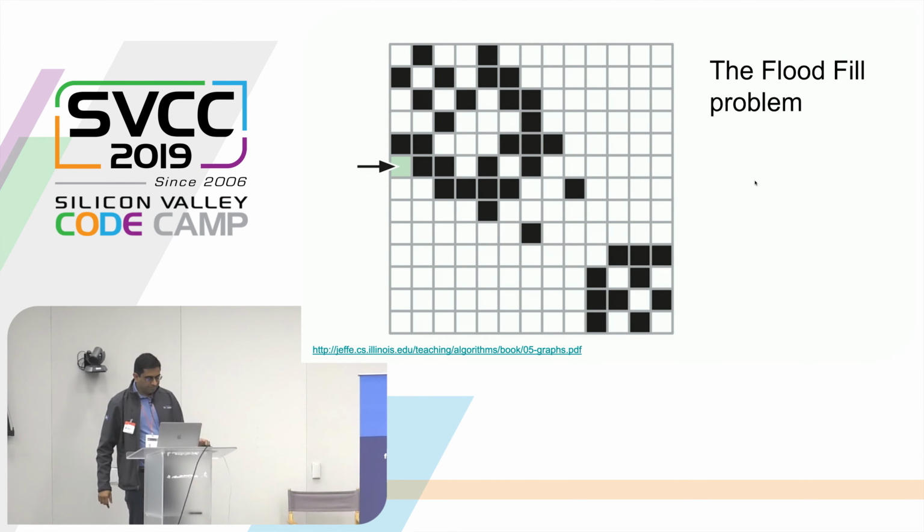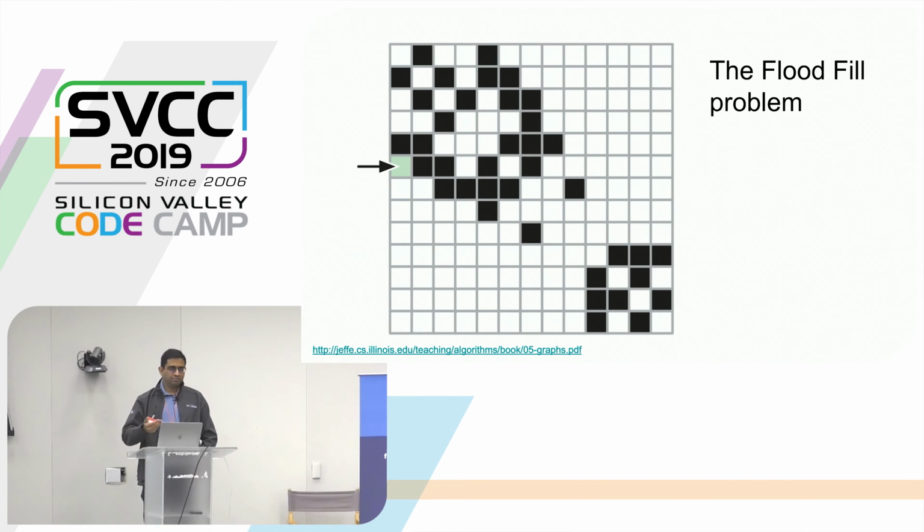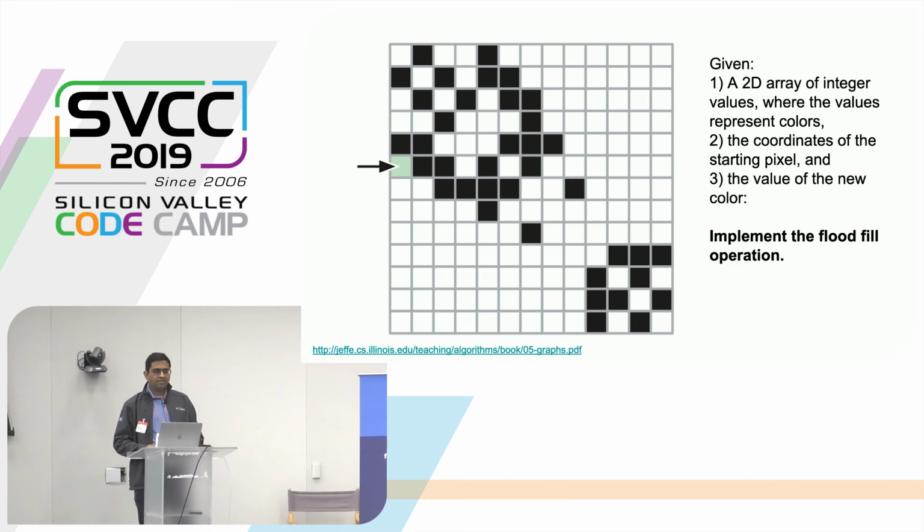So I want to finish off by walking you through a sample interview problem. This is the flood fill problem. The problem is essentially the following. You are given an image in the form of a two-dimensional array of pixels where each pixel is represented by an integer value, and the integer value denotes the color of that pixel. You're also given the coordinates of a starting pixel. So that happens to be this particular pixel here.